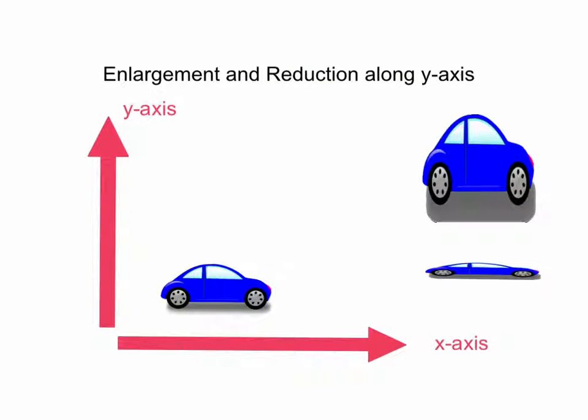In this section, I'm going to talk about enlargement and reduction. There are 2 kinds of enlargement and reduction. The first one is along y-axis. The second one is along x-axis. Let's talk about the first one.